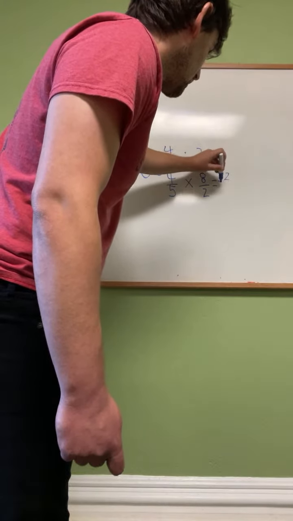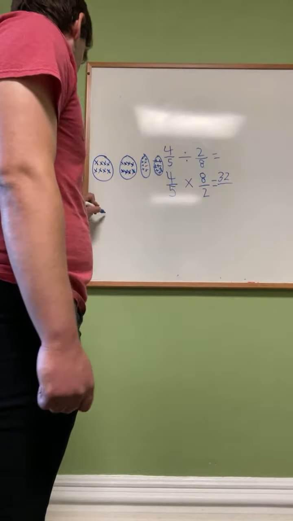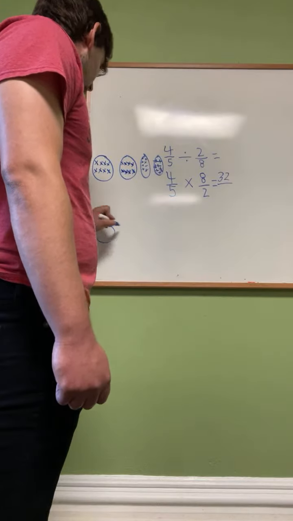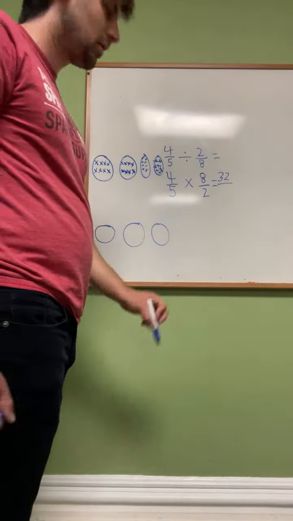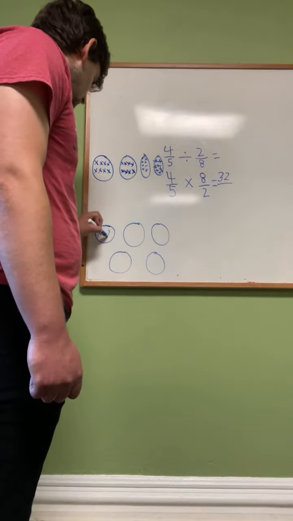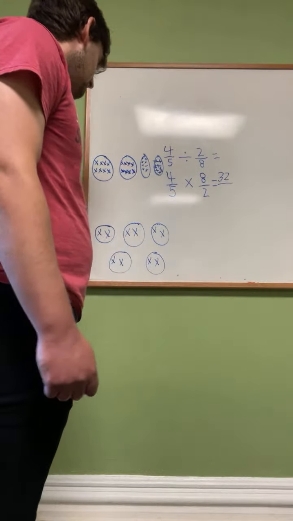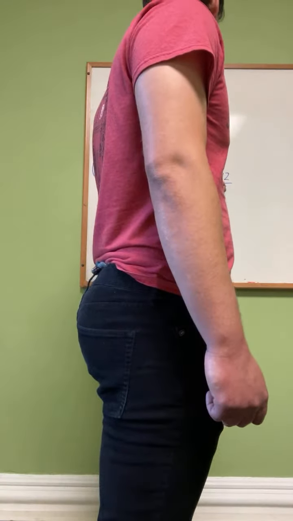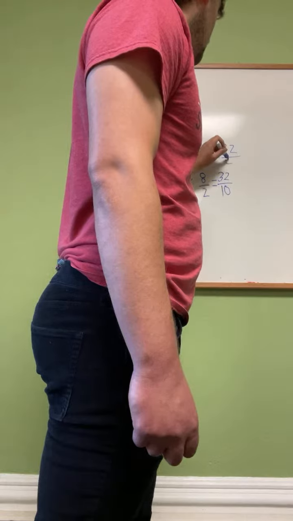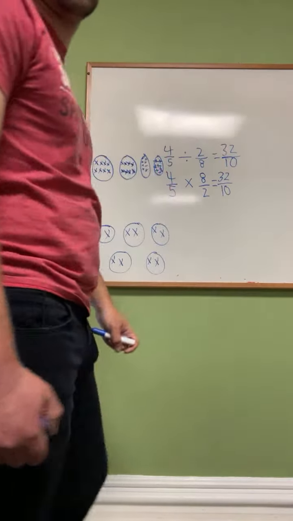Bottom number now, that'll be a little quicker. 5 times 2, so 5 groups of 2. So I'm going to draw 5 circles down here. For the denominators, I'll draw the circles on the bottom. 1, 2, 3, 4, 5. So I have 5 circles, 5 groups of 2. So 2 x's in each. 1, 2, 3, 4, 5, 6, 7, 8, 9, 10. And then we have our answer. 5 times 2 equals 10. And 32 tenths would be our answer.